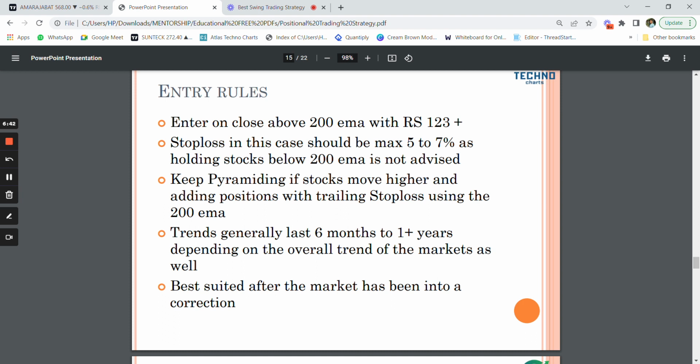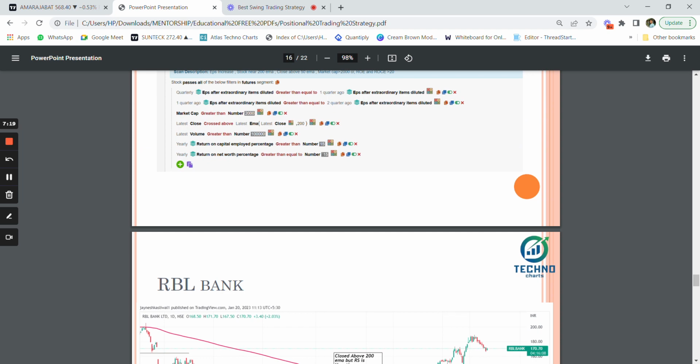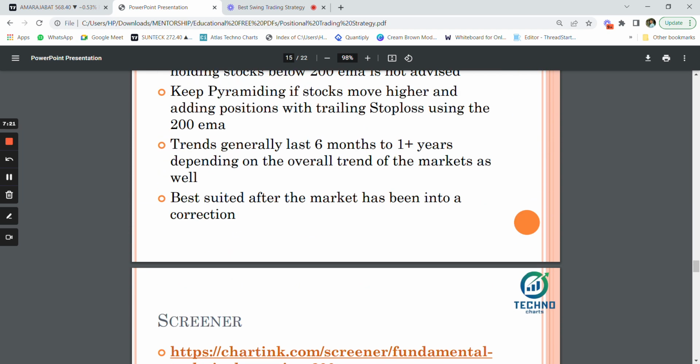Now, enter on close whenever the stock is closing above the 200-day EMA with RS 123 as positive. Stop loss in this case should be at most 5 to 7%. Probably you can increase the stop loss to a max of 10%, as holding stocks below the 200 EMA is not advised. Keep pyramiding the stocks if they are heading higher, and use the 200-day EMA as the trailing stop loss. Now, trends generally last from 6 months to 1 year plus, depending upon the overall market conditions as well as the individual stock performance here. Now, it is best suited after the market has been in a general correction.